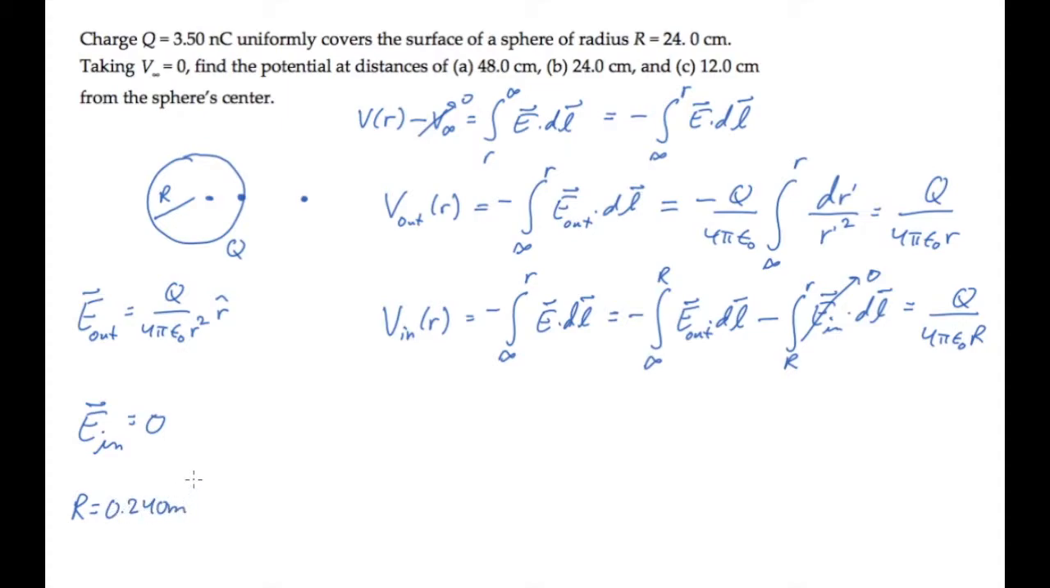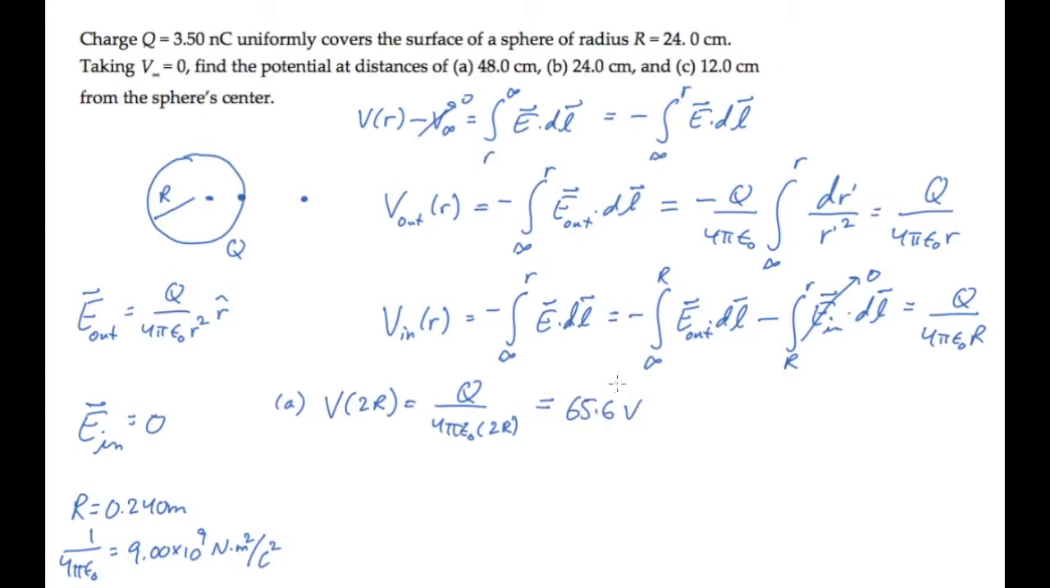We know the sphere's radius is 24 centimeters, and we're asked first to find the potential at twice that distance. So we can write the expression and substitute in the known values, including this for the Coulomb constant. Finding the potential at a distance of 48 centimeters is 65.6 volts.